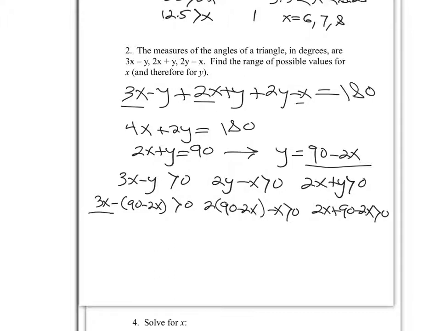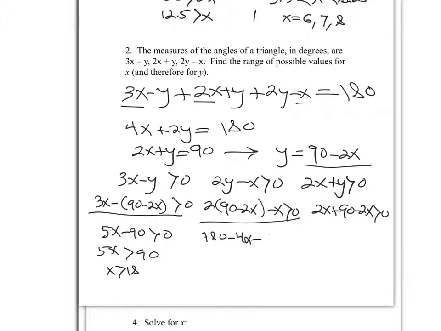Okay, so the first one here we simplify and 3x minus 90 minus 2x is going to give us 5x minus 90 is greater than 0, and we can say that 5x is greater than 90. We add 90 to both sides, divide both sides by 5, we get x is greater than 18. Over here, we're going to get 180 minus 4x minus x is greater than 0, which is to say that 180 minus 5x is greater than 0. And we can simplify to 180 is greater than 5x.